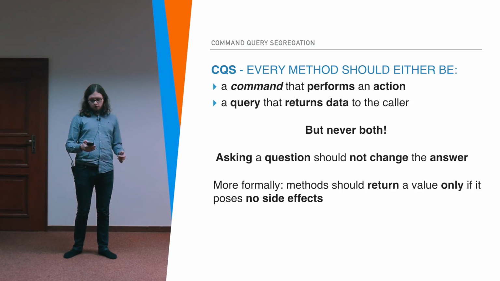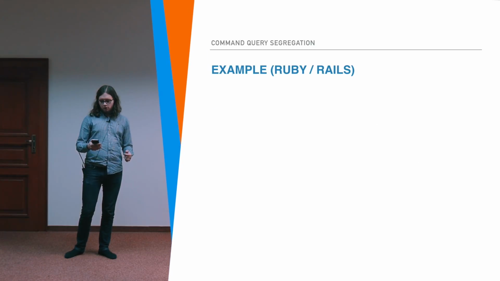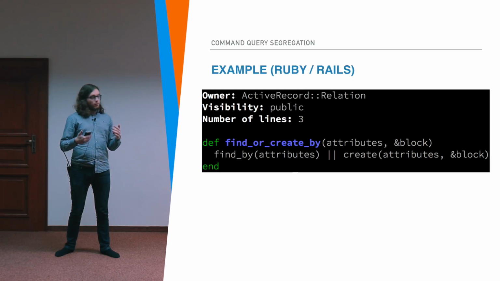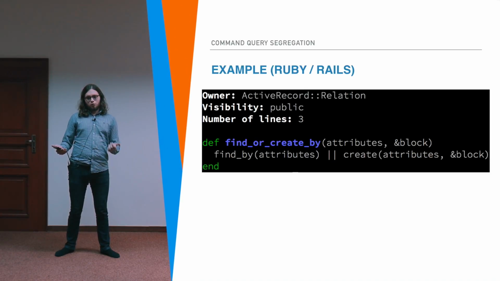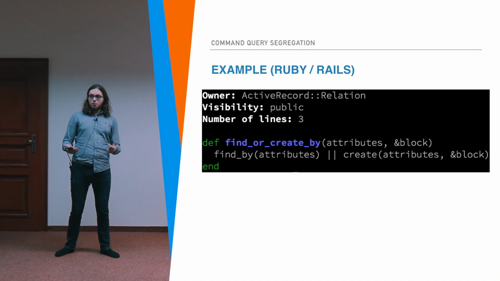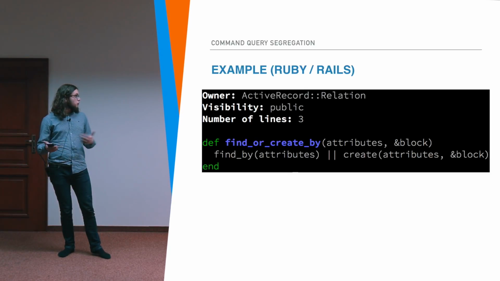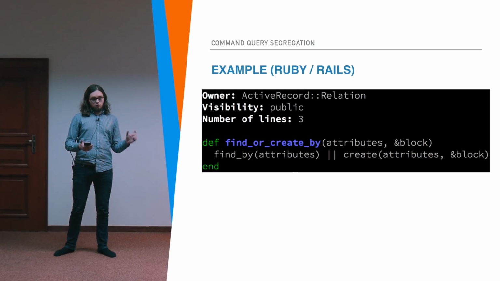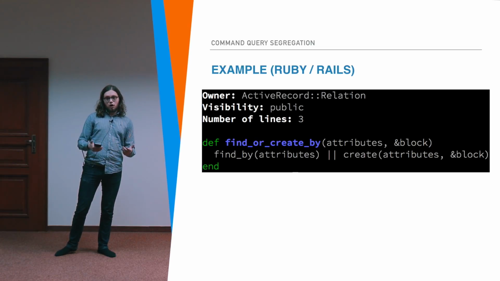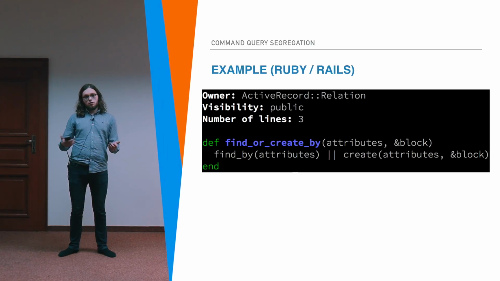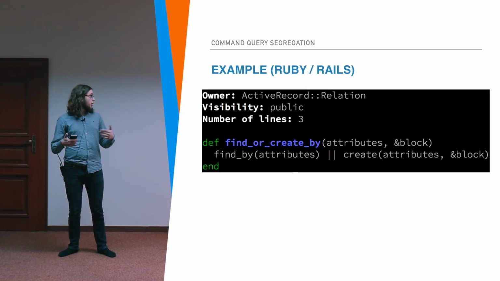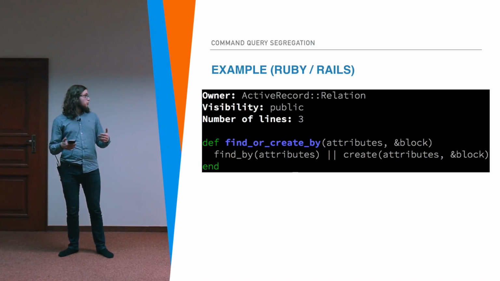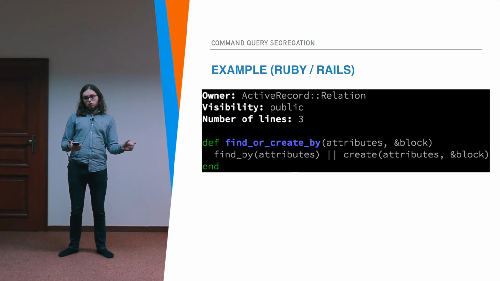And one example of violation of CQS in Ruby on Rails is this method, find or create by. It's an Active Record method, we all can use it, but there is one problem with it. It doesn't always behave in the same way. And you are mixing two things. You are mixing your business logic, so how you want to create your objects, with simple fetching from the database. If you would like to apply CQS to that method, your result will be two separate methods: find by and create by.